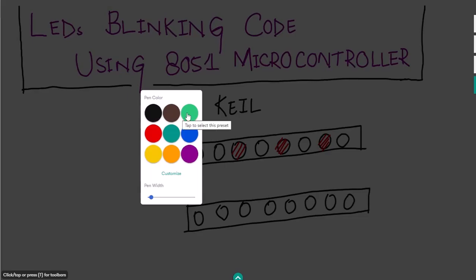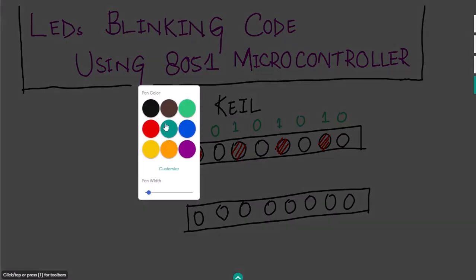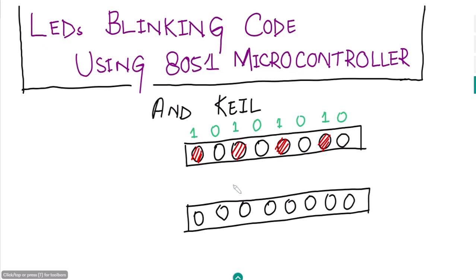It means that this is 1, this is 0, this is on, this is off, this is on, this is off, similarly this is on, this is off. After some time, what will happen? After some time, the second one will turn on while the first one will turn off. Similarly, the fourth one will turn on, the fifth one will turn off, this one will turn on, this one will turn off, and the last one will turn on.